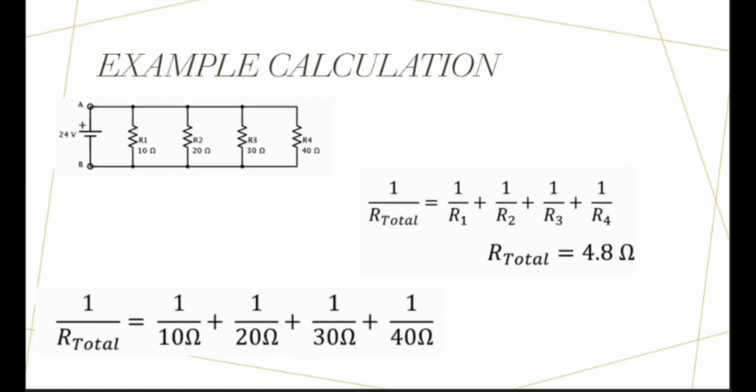For example, let's take a look at this circuit. You can see that this circuit has 4 resistors: 10 ohms, 20 ohms, 30 ohms and 40 ohms. Now, we can put these values in the formula. We get 1 over 10 plus 1 over 20 plus 1 over 30 plus 1 over 40. We add all these numbers and it will be equal to around 4.8 ohms. And now we know that this circuit has a total resistance of 4.8 ohms.